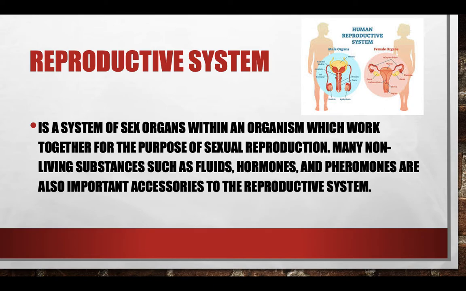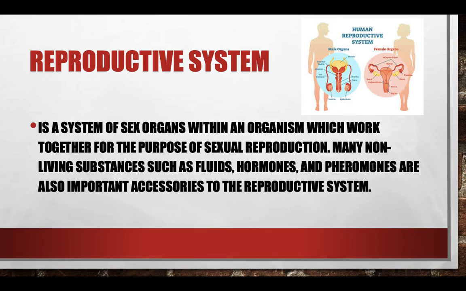Today, let's start with telling you about the reproductive system. The reproductive system is a system of sex organs within an organism which work together for the purpose of sexual reproduction. Many non-living substances such as fluids, hormones, and pheromones are also important accessories to the reproductive system. There are two reproductive systems, which are the male reproductive system and the female reproductive system.